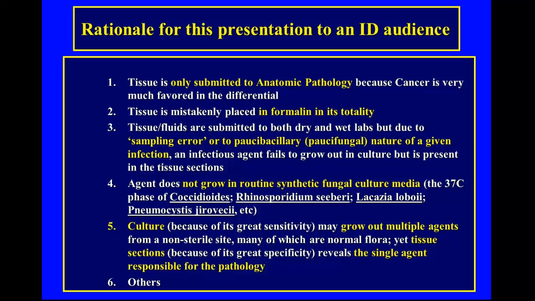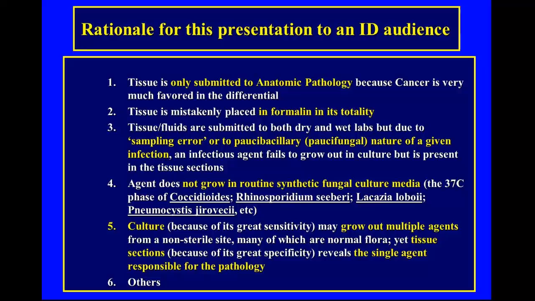Number three is a phenomenon that occurs in all of laboratory medicine. Tissue and fluids may be submitted to both parts of the lab, dry and wet, but because of something called sampling error, which means that the agent of interest is represented only in one of the pieces and not in the other, whichever lab gets that will be able to capitalize on it. The other one will not know. Additionally, in cases of angioinvasive fungal infections, there's very little fungus there. So it's going to be represented infrequently, maybe a piece here and nothing on the other one. In that scenario, an agent may fail to grow out in culture because it wasn't there in the piece we got in micro, but it's clearly present in the tissue section.